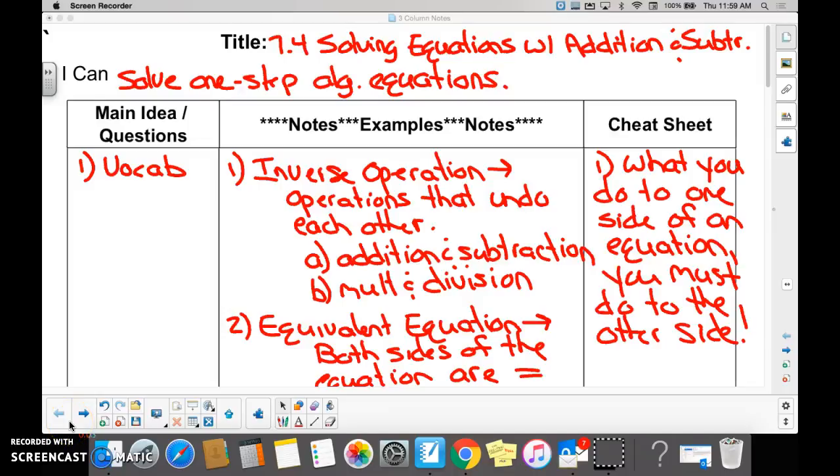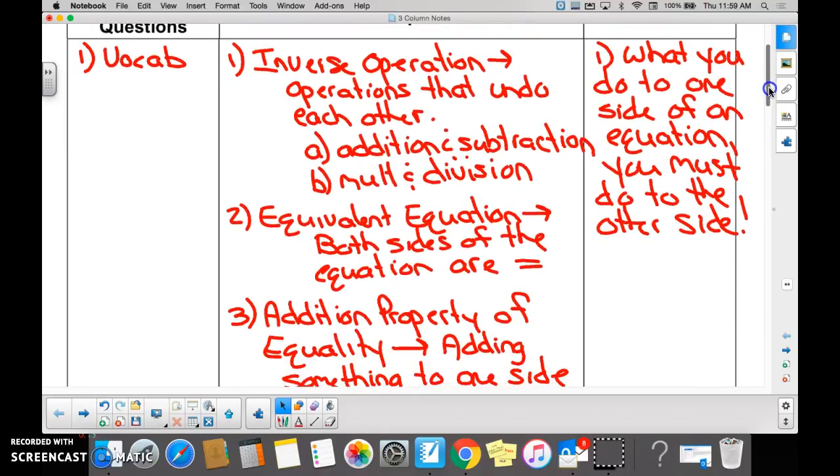Solving equations using addition and subtraction: I can solve one-step algebra. Thank you, Lucy. Well done. Nice job. Can you guys solve one-step algebraic equations?